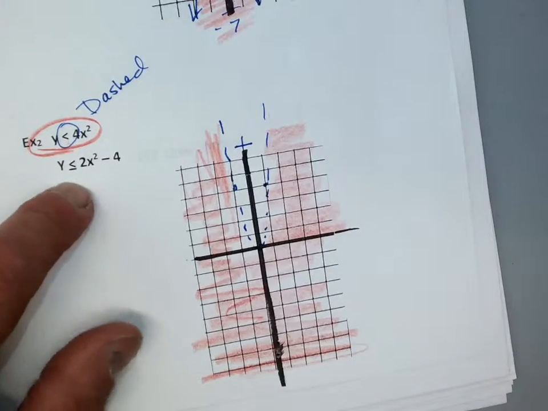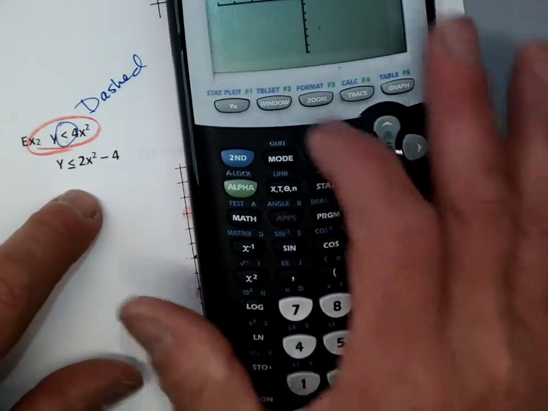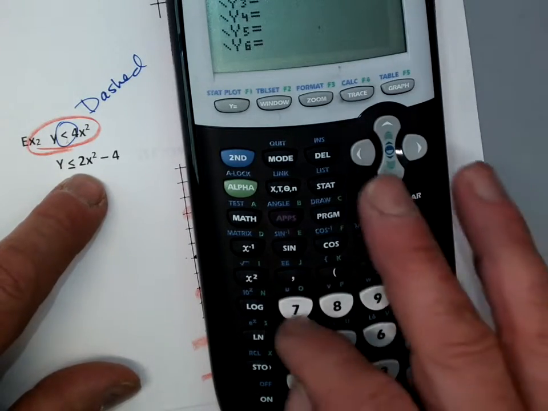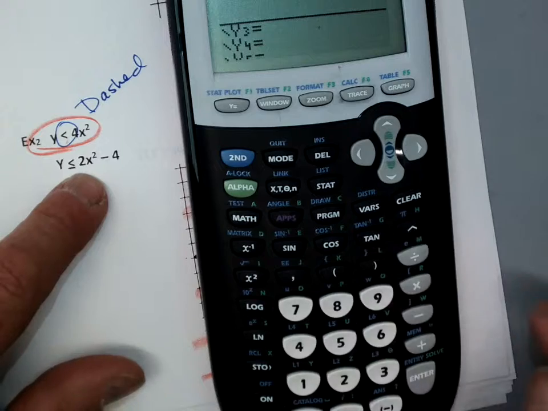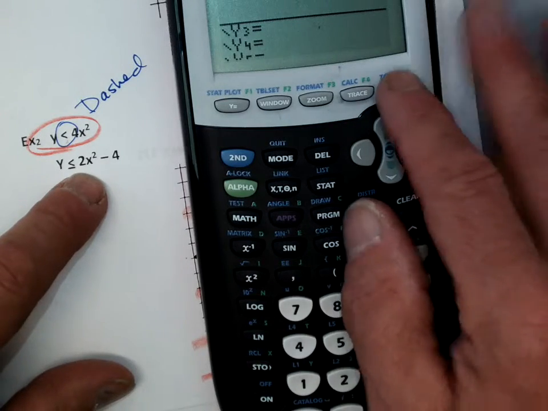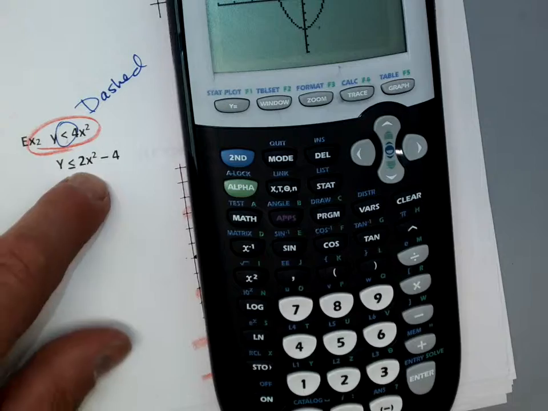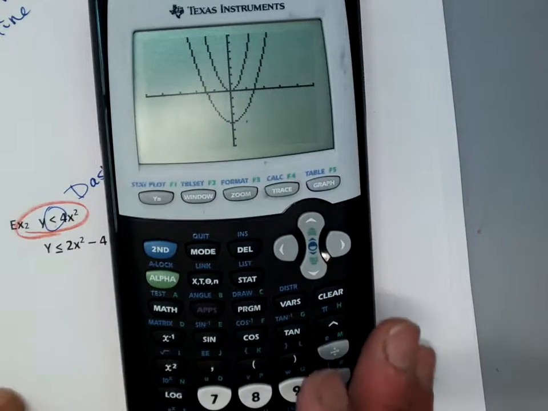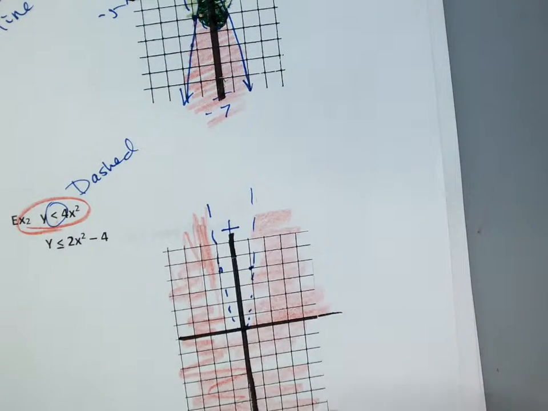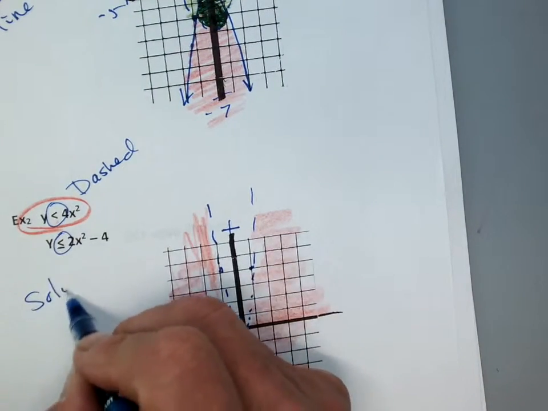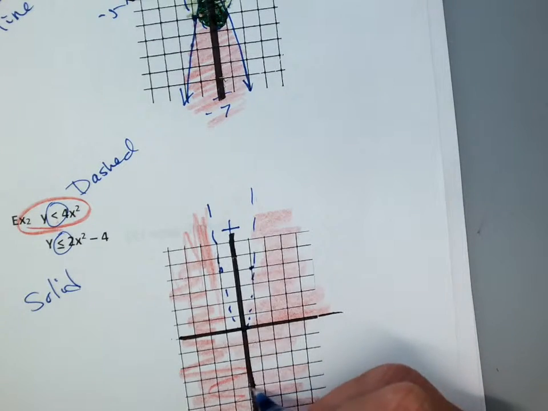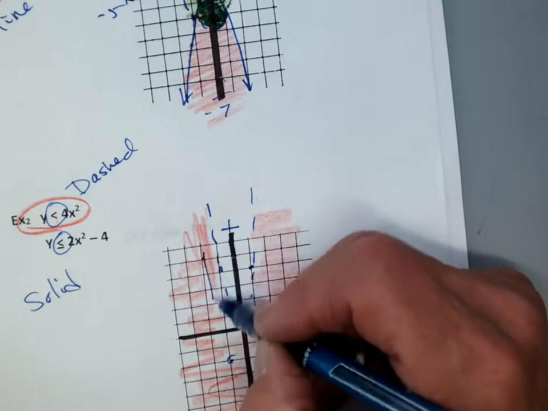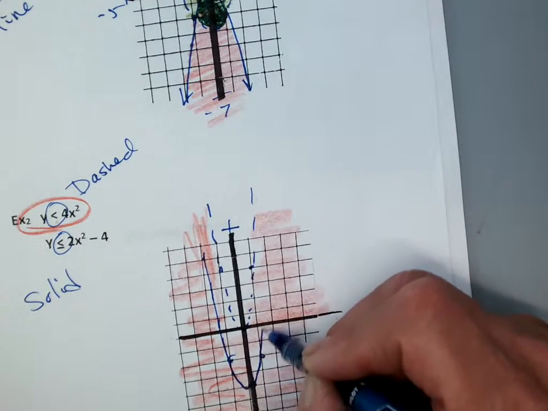Okay, now let's take a look at the other one. The other one is y equals 2x squared minus 4. I'm going to graph that one. I'm going to start at -4, and it's going to be a solid line. So we go to -4, 1, 2, 3, 4, and it's twice as tall, so it's going to look something like this, a solid line.